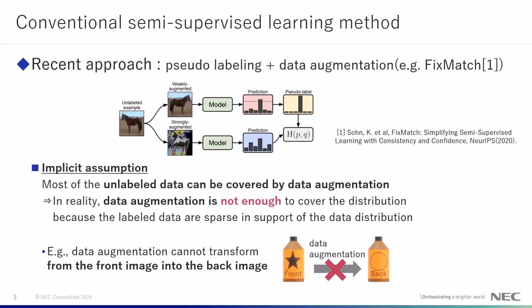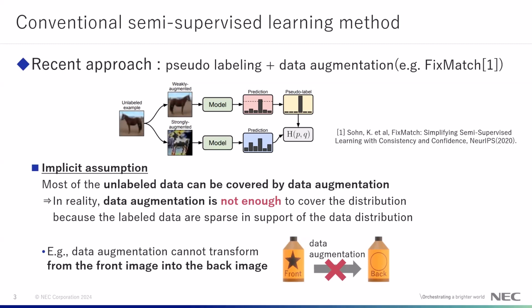As a method for learning from labeled and unlabeled data, semi-supervised learning has been studied. A recent approach to semi-supervised learning, represented by FixMatch, combines pseudo-labeling strategies and data augmentation. This approach implicitly assumes that most of the unlabeled data can be covered by data augmentation. This assumption is helpful to study semi-supervised learning. However, it is too idealized for our scenario.